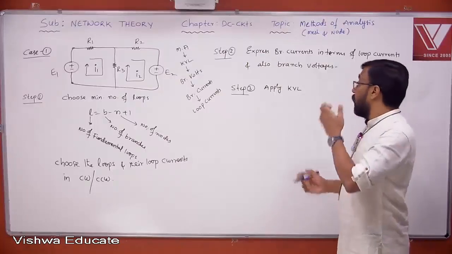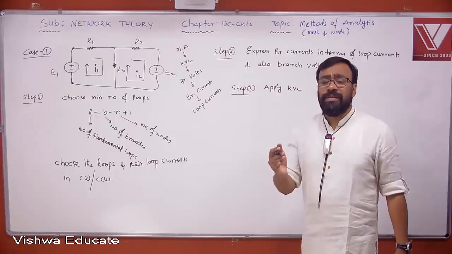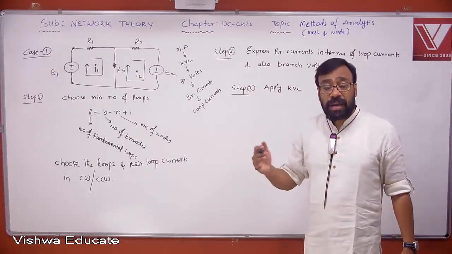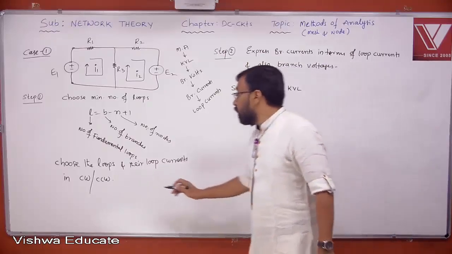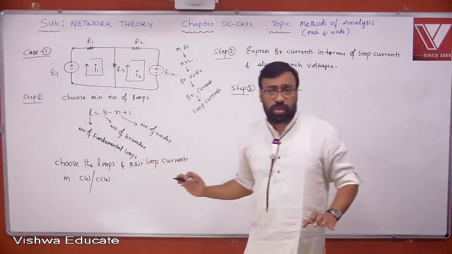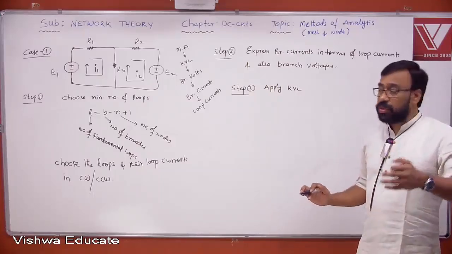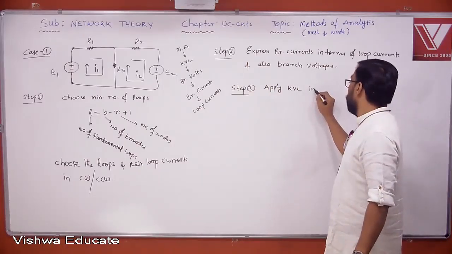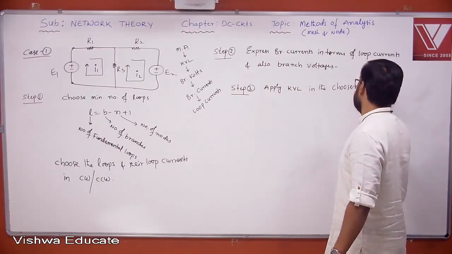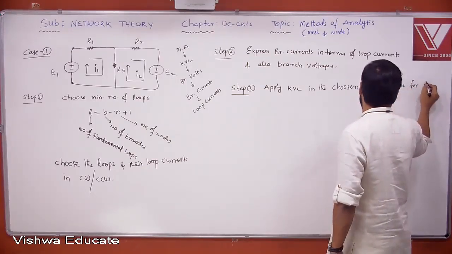Okay. Therefore, apply KVL in any loop, but we always recommend, to make it more systematic, to apply in the loops that you have chosen, selected, right? Which loops have you selected? 1, 2, right? Better you apply KVL in those loops only. But it is not compulsory that you apply only in those 2 loops. You can apply in any loops. Okay. So apply KVL in the chosen loops and solve for I1 and I2.